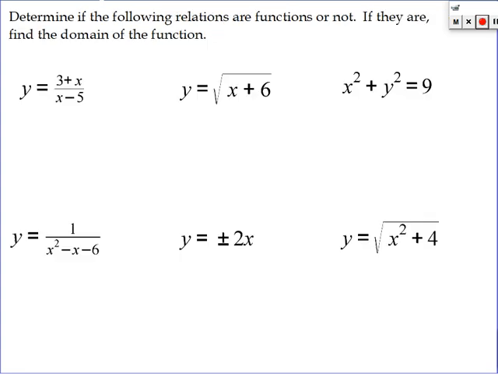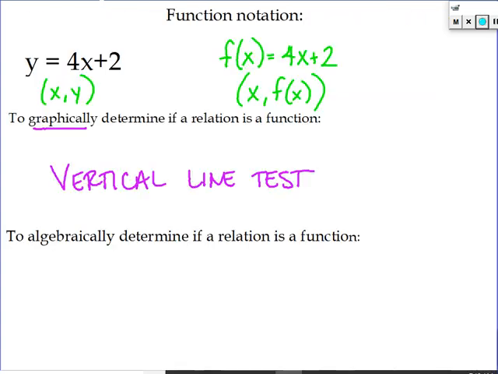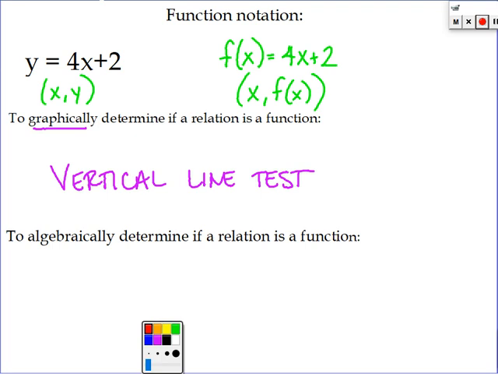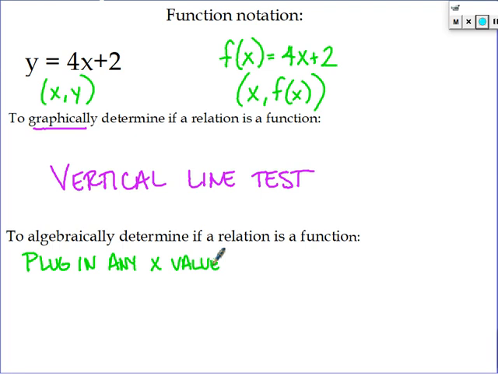Now we're going to go back, and to algebraically determine if something is a function, we have to do just a little bit more work. So the first thing you want to do is plug in any x value in the domain. Now, what that means is I have to plug in an x value that's going to give me an answer. I can't plug in an x value that will give me something that's undefined, because if it's undefined, then it's not in the domain. So you have to plug in an x value that gives you an answer.